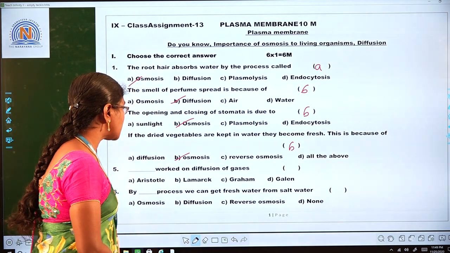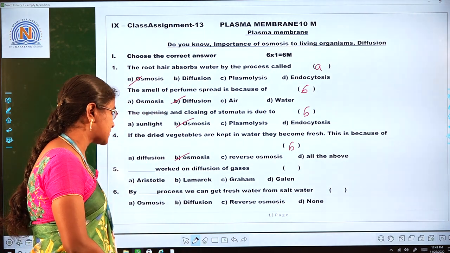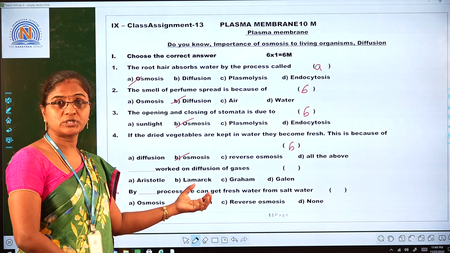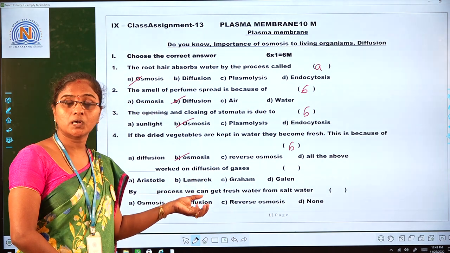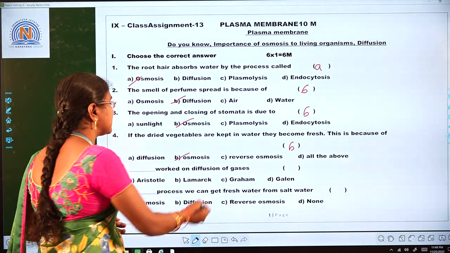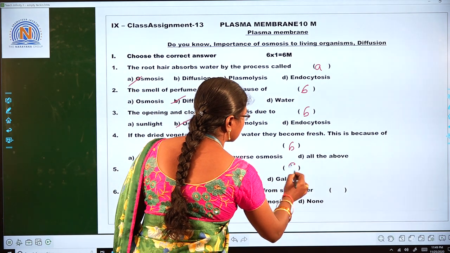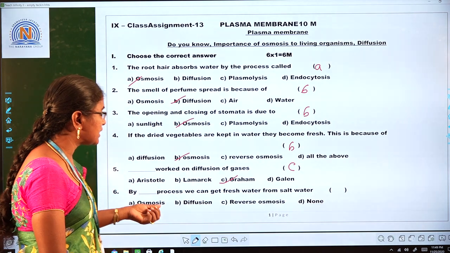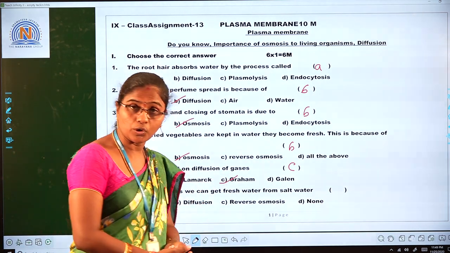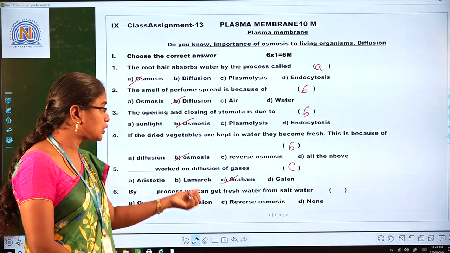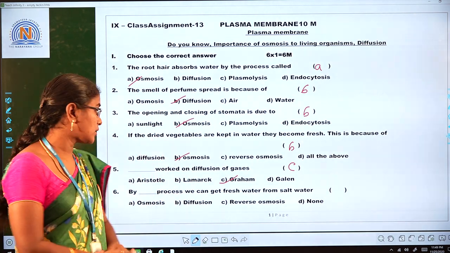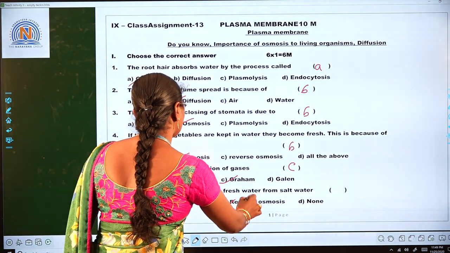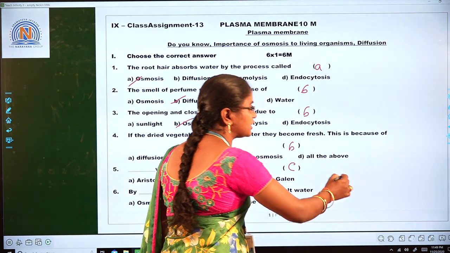And next, dash worked on diffusion of gases. In the given options, which scientist worked on the diffusion of gases? He is Graham, option C. And the last one, by dash process we can get fresh water from salt water. Which process do we use to get water from salt water? That is reverse osmosis, option C.